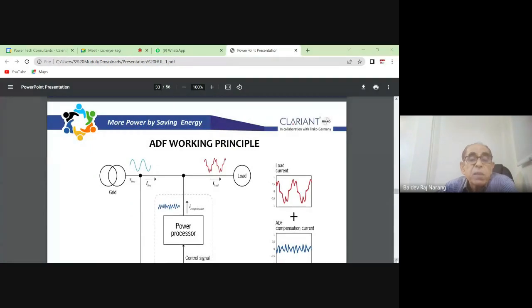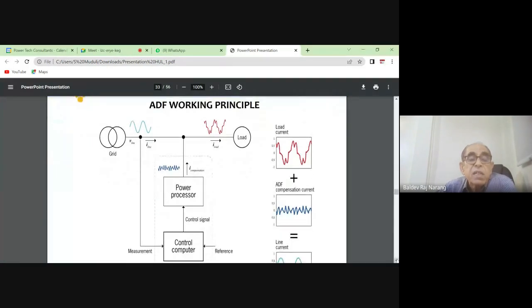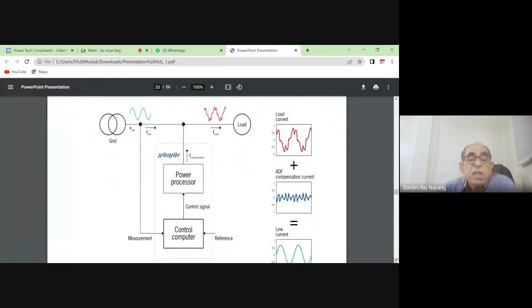So the working principle is the same as I told. We inject frequencies which are 180 degrees out of phase with the harmonic frequency, and then we cancel it out. So this is, you can say, the load current, and this is the current which we have injected, and this is the net current. So it again becomes sinusoidal.